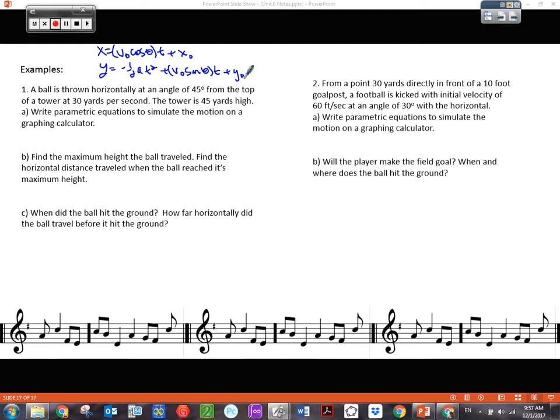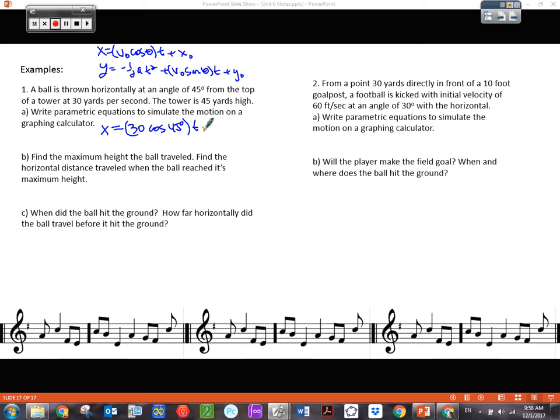We have a ball thrown horizontally at an angle of 45 degrees from the top of a tower at 30 yards per second. The tower is 45 yards high, so now we are being asked to write parametric equations to simulate the motion. So let's do that. We have an x equation. v naught is our initial velocity, which here is 30 yards per second. So 30 cosine, and our angle is 45 degrees, times t. We're really not going to mess with any kind of horizontal displacement. There's not going to be an x naught, so we're not going to worry about that.